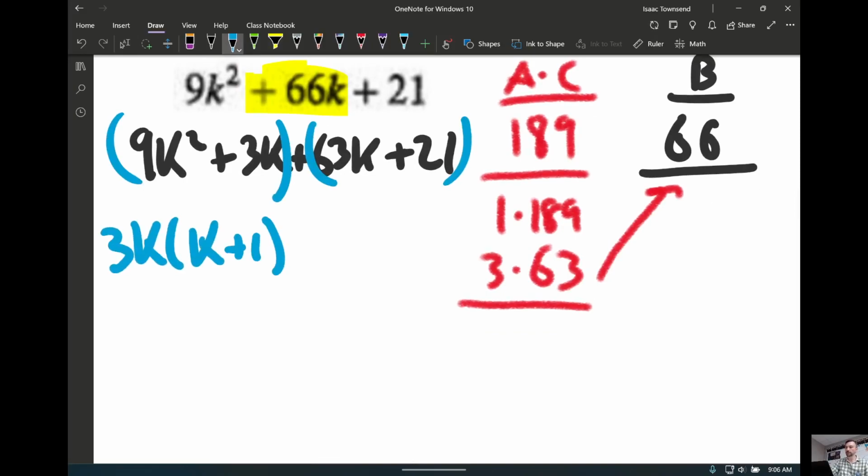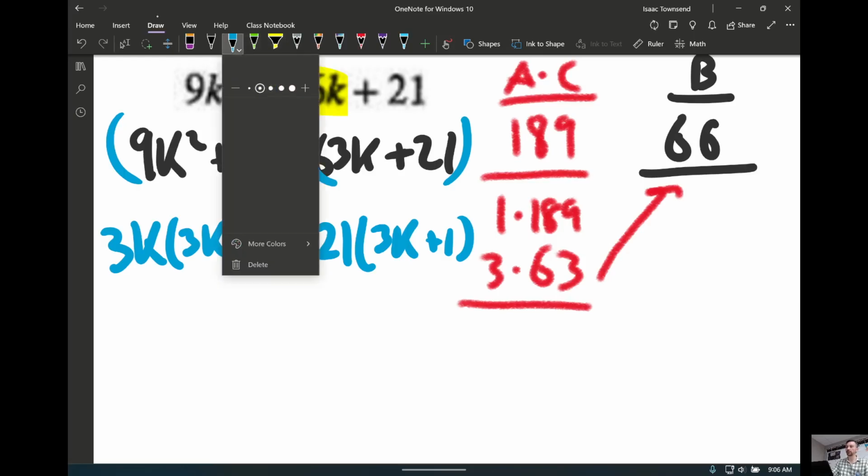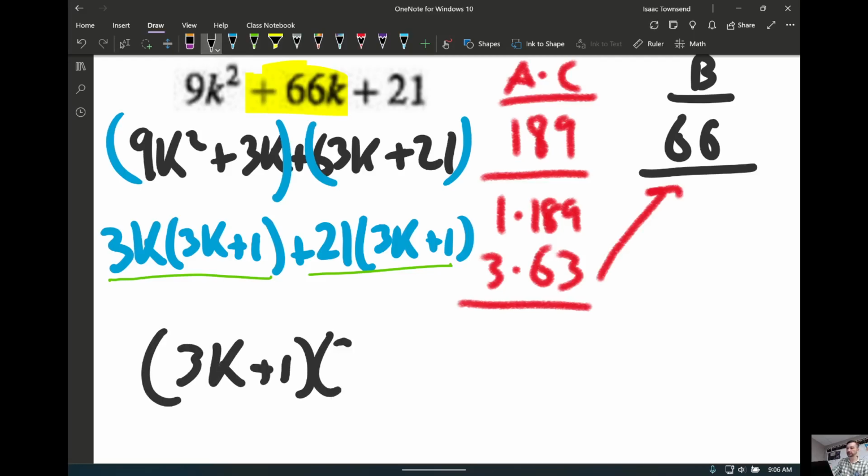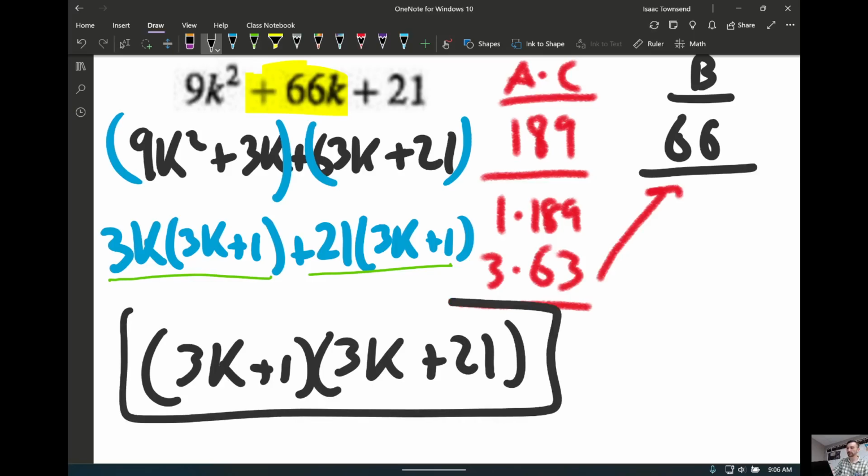GCF out of the left, GCF out of the right, this would be 3K. That would be 7, oh, 21. 21 goes into it 3 times, and then 1 time, and then again, one of the nice things about this method is, you know, this 3k plus 1 better be the same as this, 3k plus 1. So half of our answer is 3k plus 1, and half of our answer is the other stuff, 3k plus 21. Now, even if you're good at guess and check, this one's a little harder to do. It might actually be faster to do this method.